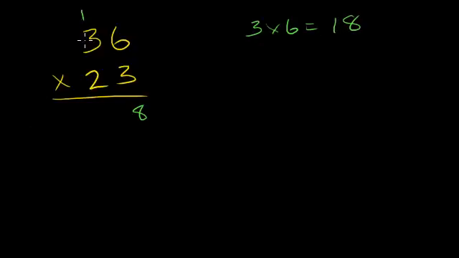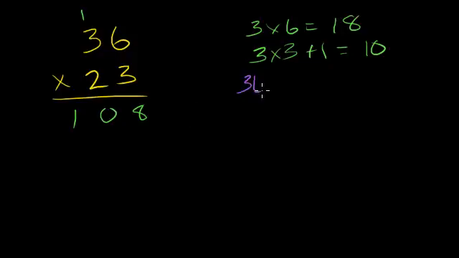3 times 3 is 9, plus 1. So 3 times 3 plus 1 is equal to 10. So you put the 10 there. There's nothing left. You put the 0 there. There's nothing left to put the 1, so you put the 10 there. So you essentially have solved the problem that 36 times 3 is equal to 108. That's what we've solved so far.